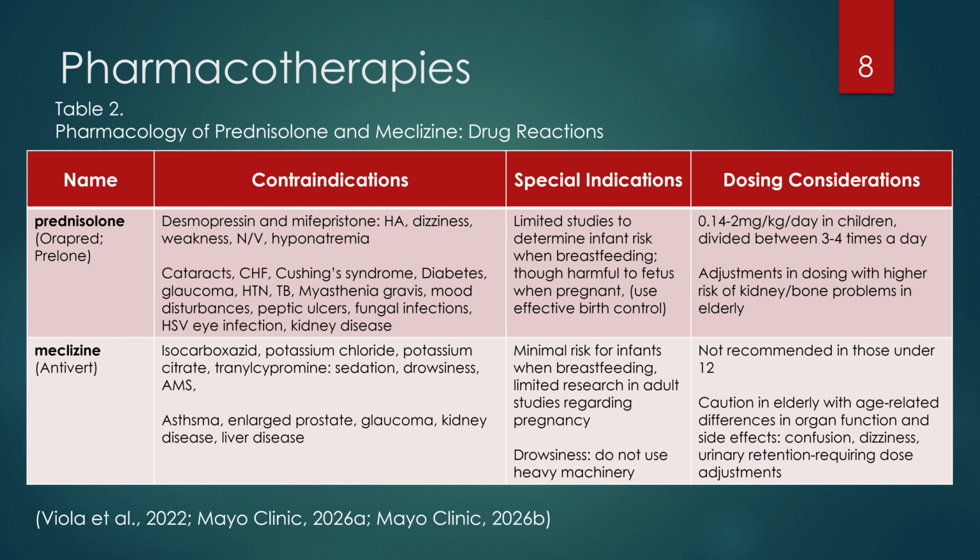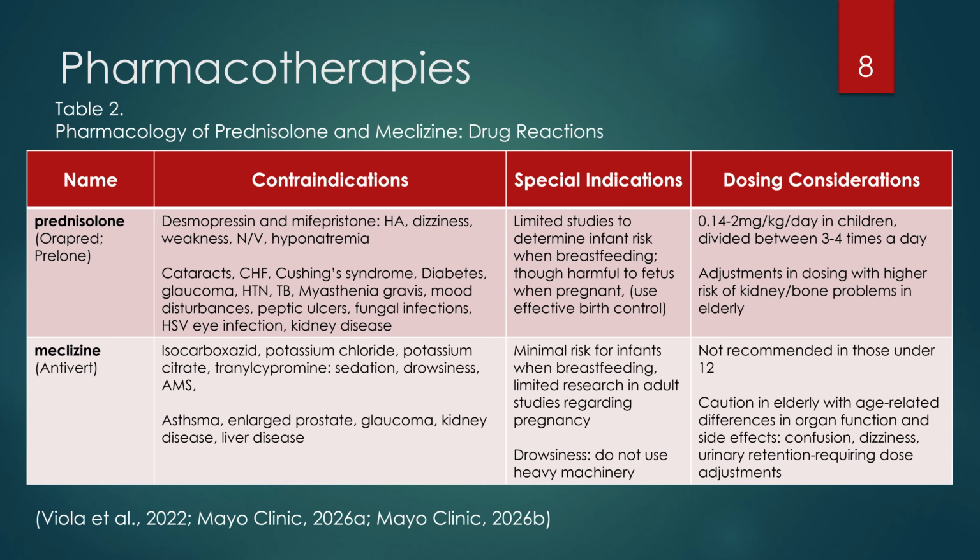Okay, bear with me. This slide goes into a little bit more depth of prednisolone and meclizine. Prednisolone is contraindicated with desmopressin and mifepristone. Interactions can induce side effects such as headache, dizziness, weakness, nausea and vomiting, and hyponatremia. These interactions can worsen VN as well as other comorbidities such as cataracts, congestive heart failure, Cushing's syndrome, diabetes, glaucoma, tuberculosis, myasthenia gravis, mood disturbances such as depression, peptic ulcers, fungal infections, herpes simplex virus eye infection, and kidney disease.